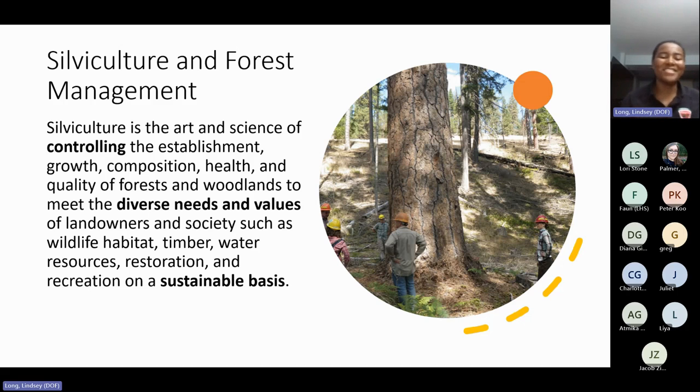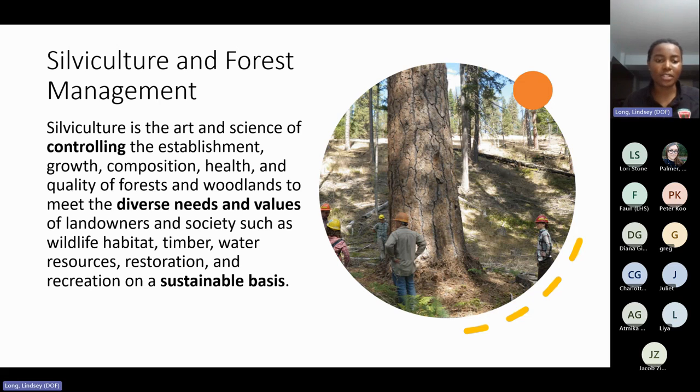That's a lot. So I highlighted some key things that I think are the main takeaways of this definition. So silviculture is the art and science of controlling and establishing, and we can shorten the next few words to controlling and establishing the forest.